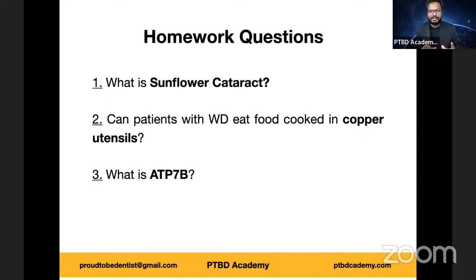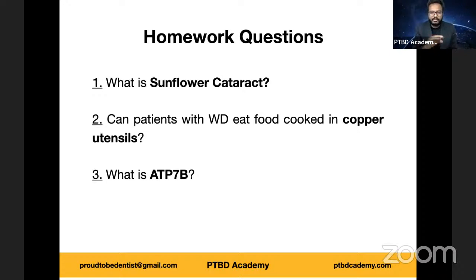What about normal humans? The body will take care of all the things. As we have been discussing, there will be excretion of excess copper through bile, through feces. Okay, good. What about Wilson's disease patients? Can patients with Wilson's disease eat food cooked in copper utensils? And third, what is ATP7B? It appears like a secret code.